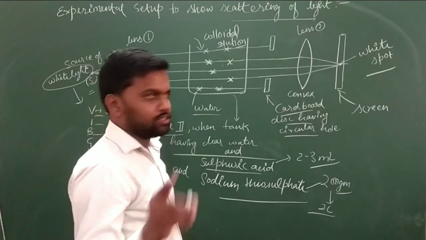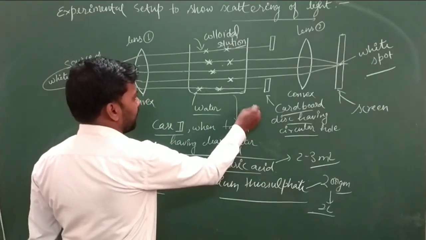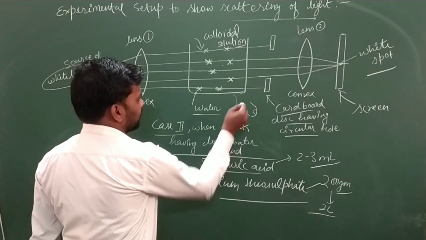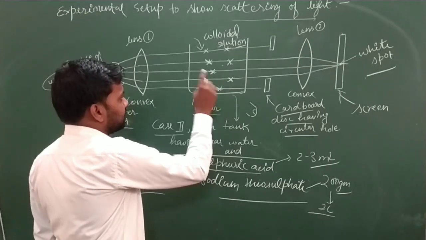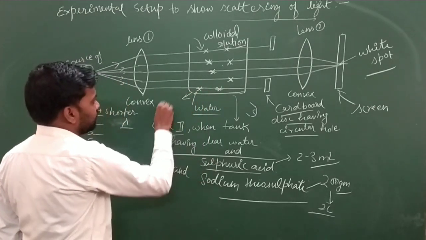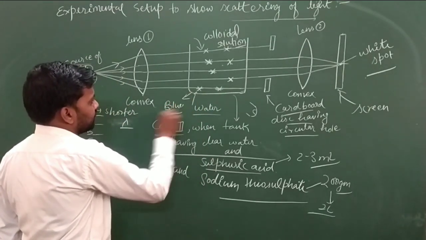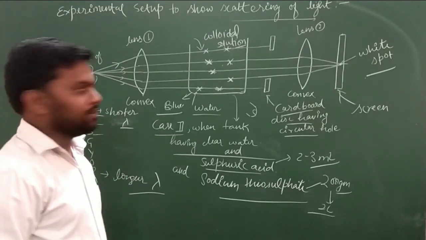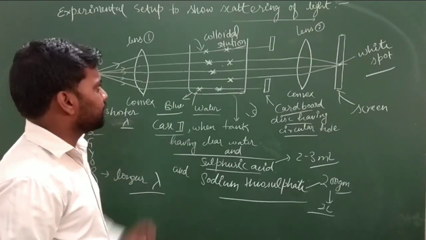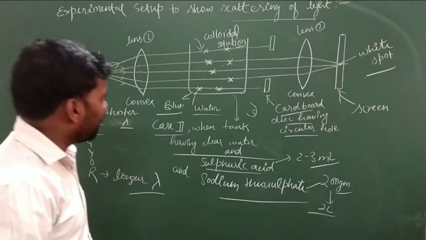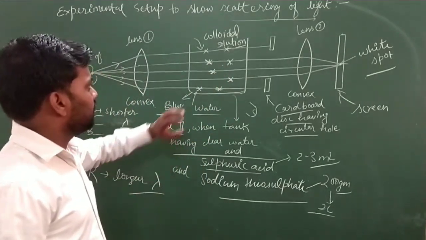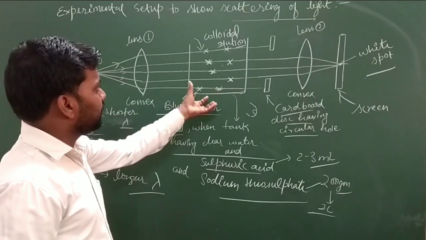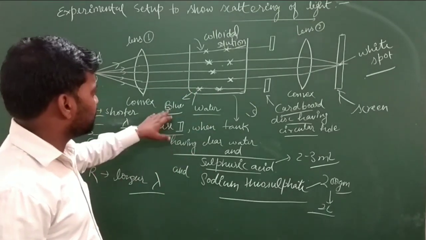It will scatter itself inside the transparent water tank. When we see this transparent water tank from any side, suppose we are seeing from here, or from any side, we will see that this water tank is appearing blue in color. And after this, what will happen? We have seen that the color of this transparent water tank is blue.